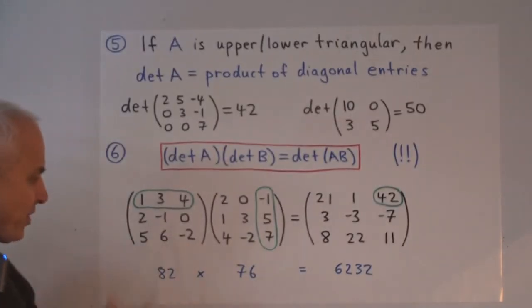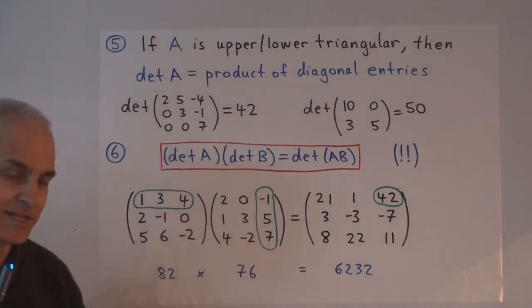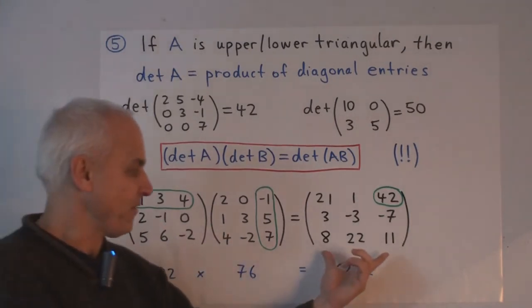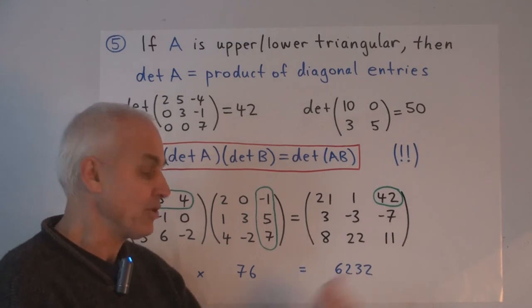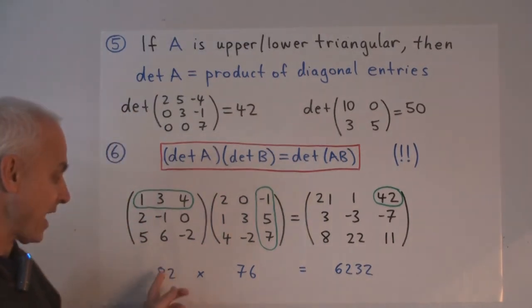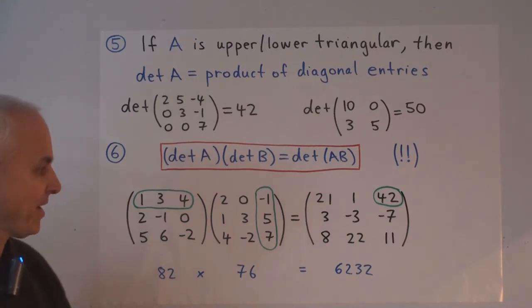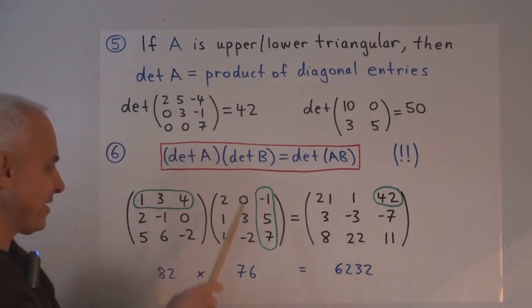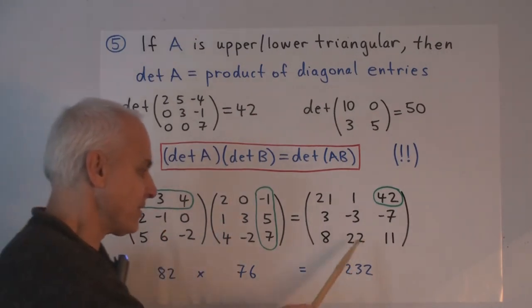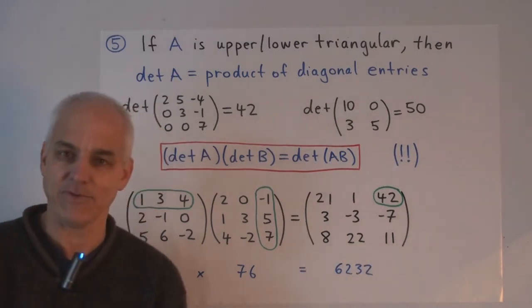Now the determinant of this one, you can check, is 86. The determinant of this one is 76. And the determinant of this one, 6,232, is exactly the product of 82 and 76. So the determinant of this times the determinant of this equals the determinant of the product matrix.